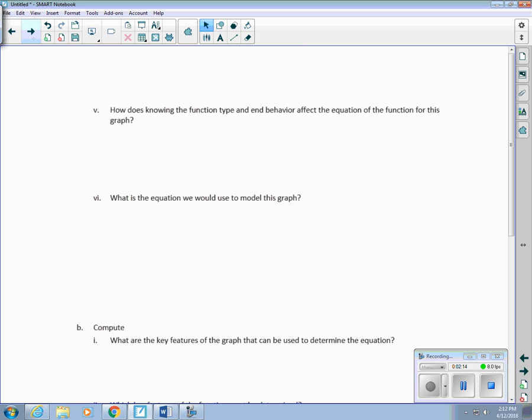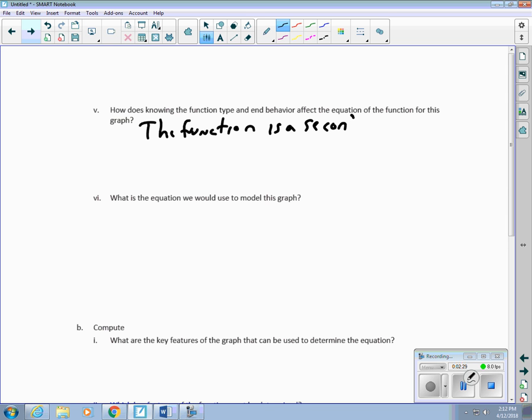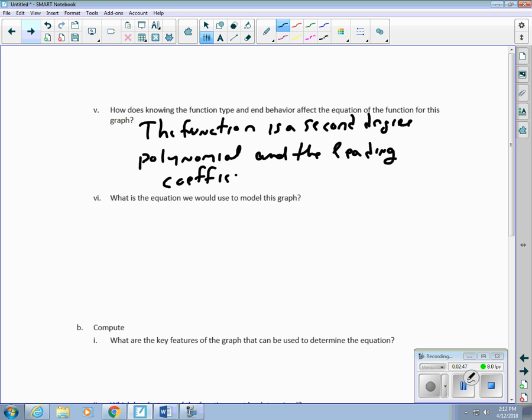Now, how does knowing the type of end behavior help us here? So we know the function is a second degree polynomial, meaning x is squared, and the leading coefficient is positive because it opens upward, meaning a is positive.